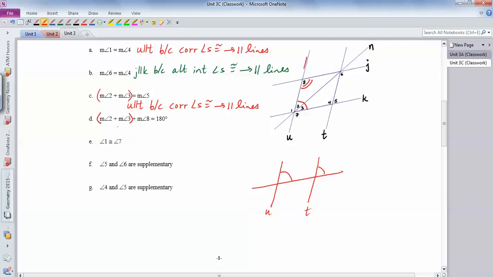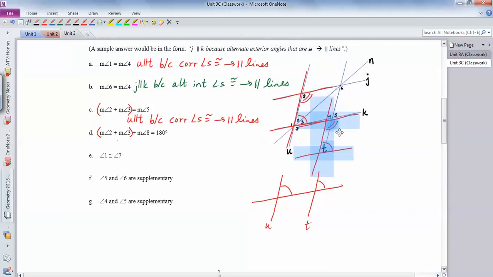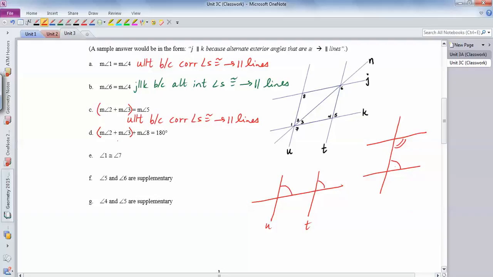So the lines that form 8 are U and J, and the lines that form 2 and 3 are U and K. And if I slide this down, you can tell that these are same side interior angles, and they add up to 180, so they're supplementary. So in this one, these lines were J and K. So I'm going to say J is parallel to K because same side interior angles that are supplementary give me parallel lines.